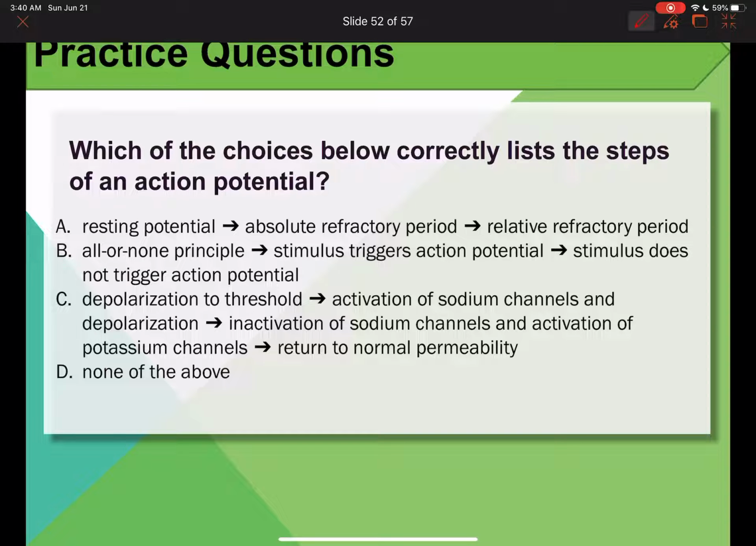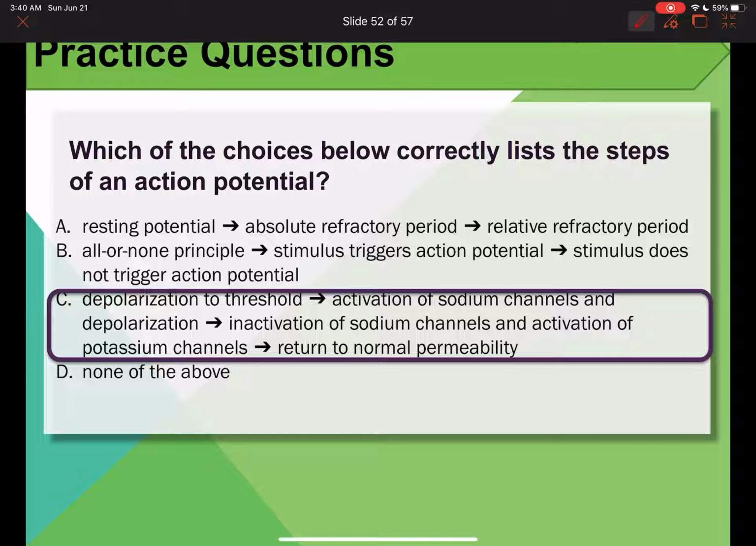Which of the choices below correctly lists the steps of an action potential? You go from depolarization to threshold, activation of sodium channels, which leads to depolarization all the way up to positive 30, then activation of potassium channels, returning it back to normal permeability. So that whole graph I drew for you would be very helpful in remembering the steps of an action potential. Note that if you read chapter 12 in the textbook, I've already skipped some parts. It's just long and a lot of information.